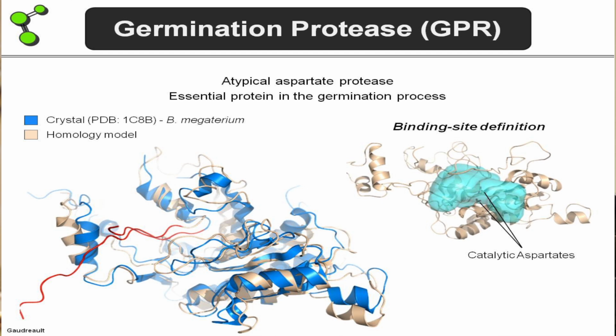I'll quickly skip to another application, another target we're interested in. It is a germination protease from Clostridium difficile, and it belongs to an atypical aspartate protease family. By targeting this enzyme, we would abort the germination process of the bacteria and kill it. Because there is currently no crystal structure of the GPR from Clostridium difficile, we generated a homology model from the GPR from Bacillus. Our objective in this project is to develop a competitive inhibitor against this protein. We define the binding site surrounding the two catalytic residues, which are aspartates in this case.